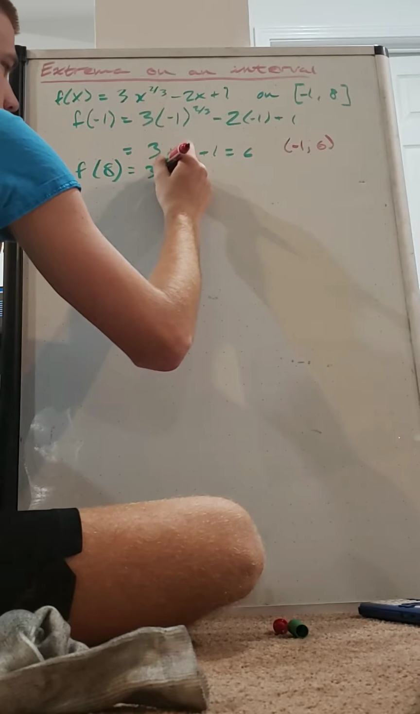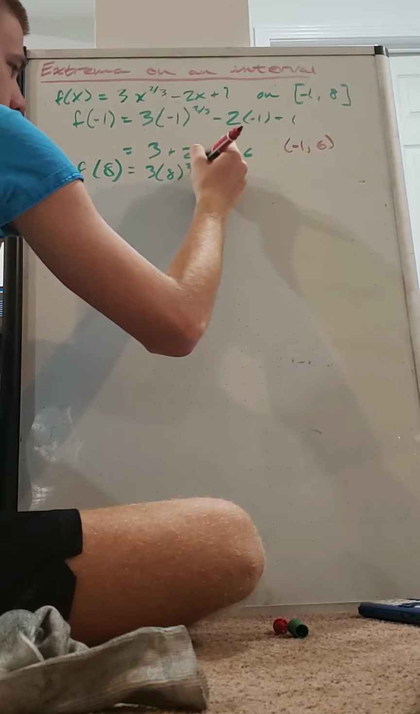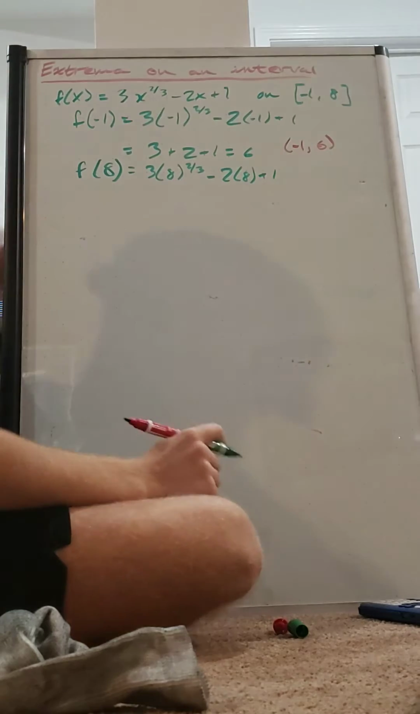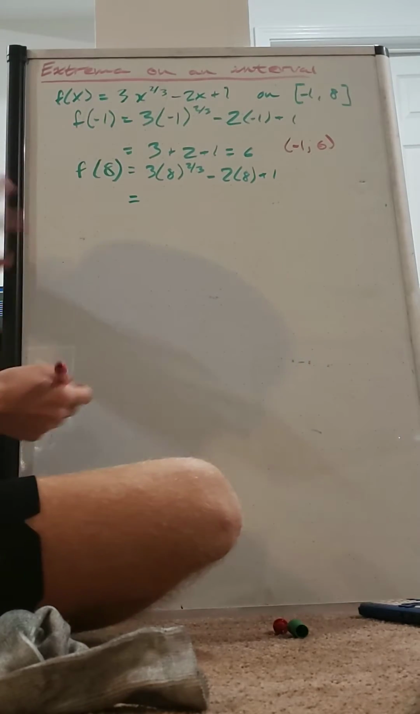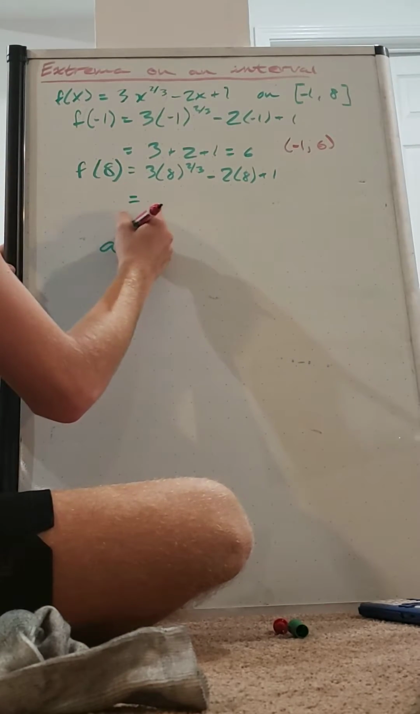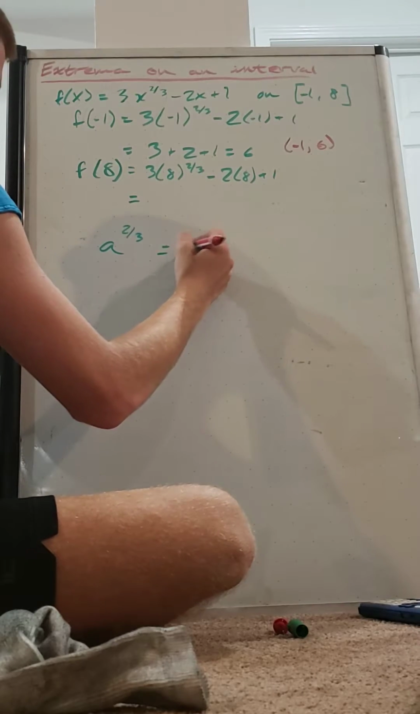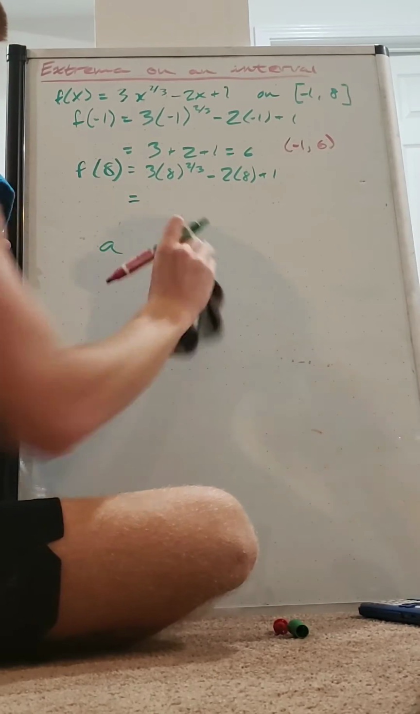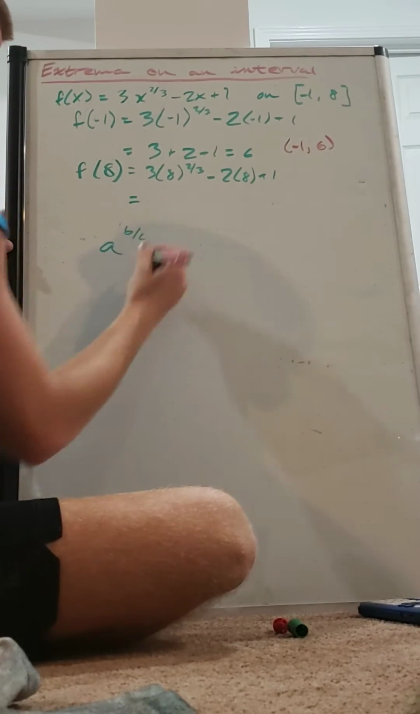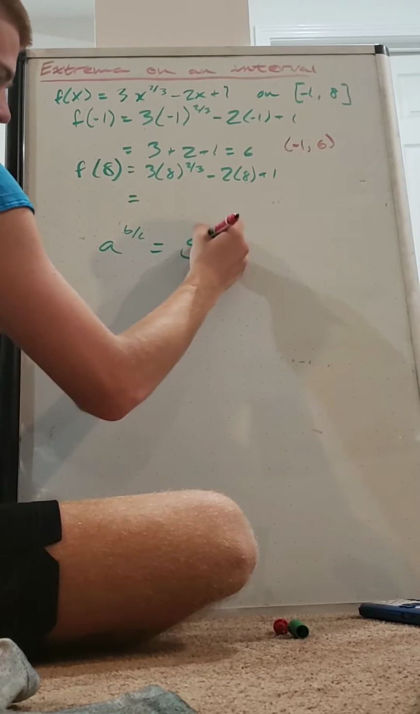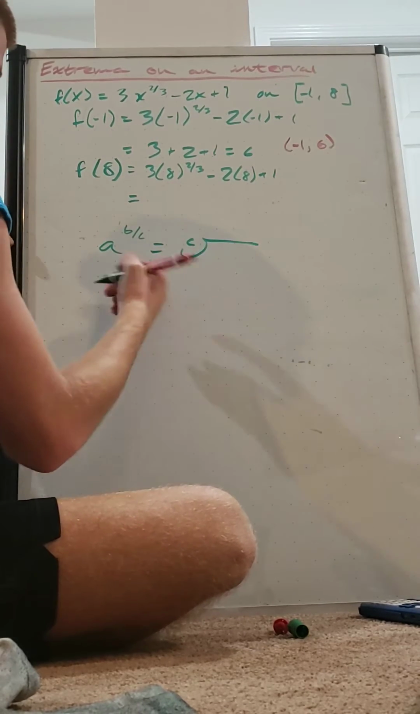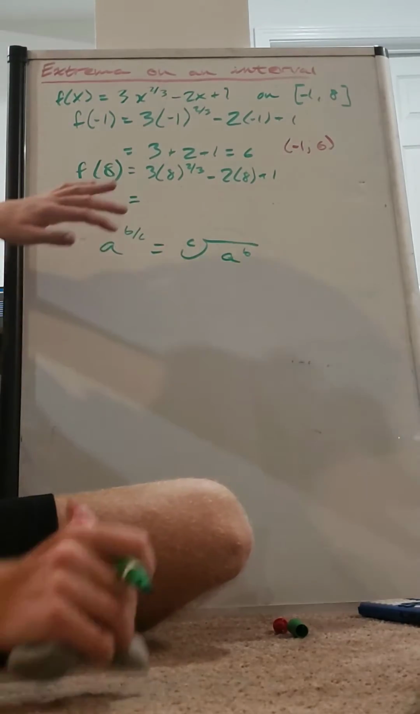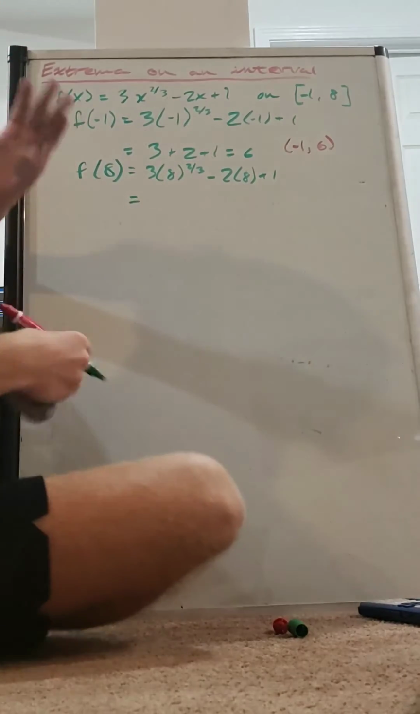So that'll be 3 times 8 to the 2/3 minus 2 times 8 plus 1. And just a quick recap, if you have a to the 2/3, that'll be equal to the cubed root of a squared. Any number to some fraction b over c, that c is going to become the root, and then the numerator of that fraction is going to become the exponent. That's just how to do fractional exponents.